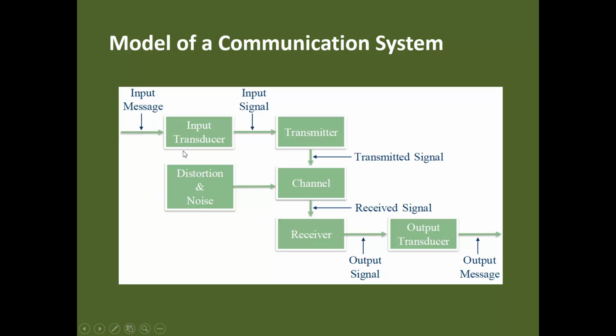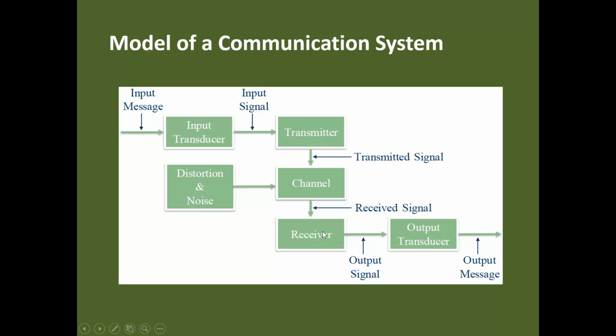For example, if it is an audio signal or a speech signal, then the output transducer can be a speaker. So it then converts into the output message. The most important point that is required to be mentioned here is that the channel introduces distortion and noise. Because of this, the reception at the receiver end becomes difficult, and the whole problem of a communication system is to estimate what was transmitted from the transmitter side.